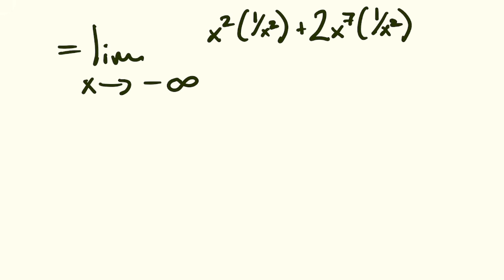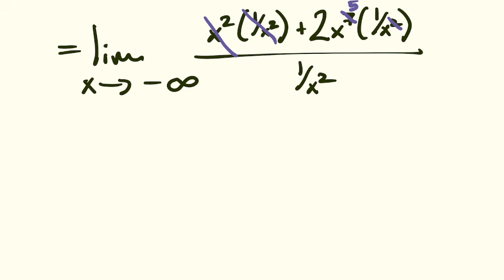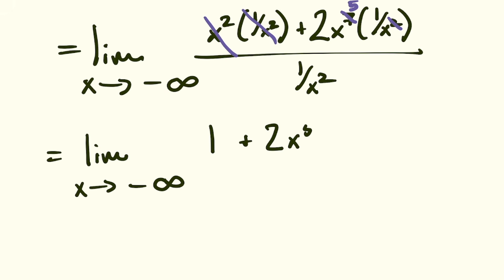So if this is not a trick or a tip that you've seen before, don't fret. Now we're multiplying by 1 over x squared. We also have the 1 over x squared here. Our x squared and 1 over x squared are going to cancel out, and we're going to be left with a 1 there. And then some of our x's are going to cancel out in our second term on the numerator. And what we are left with is 1 plus 2x to the 5th divided by 1 over x squared.